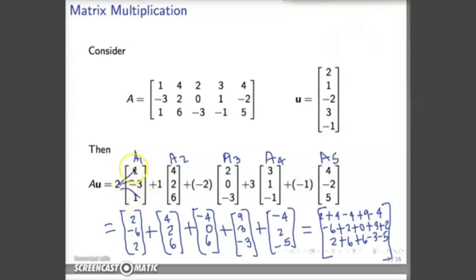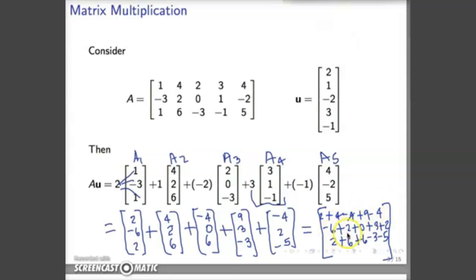So this first scalar vector product becomes 2, minus 2. The second scalar multiplication becomes this vector 4, 2, 6. The next one is negative 4, 0, 6. This product here becomes 9, 3, negative 3. And finally, we have minus 4, 2, and minus 5. We add together those vectors. We get, for the first entry, 2 plus 4 minus 4 plus 9 minus 4, right? So that gives you what? These two are going to cancel. Then you have 11 minus 4, 7.